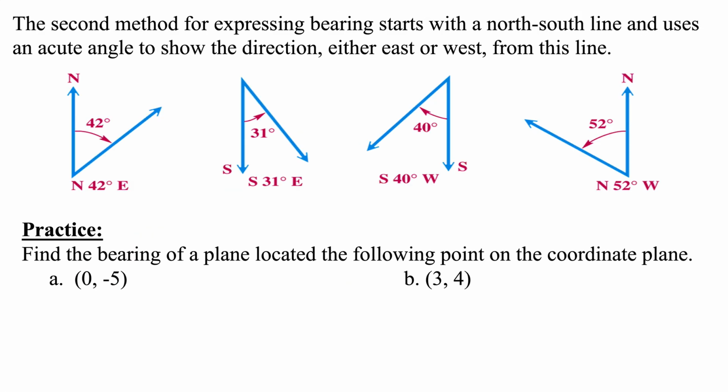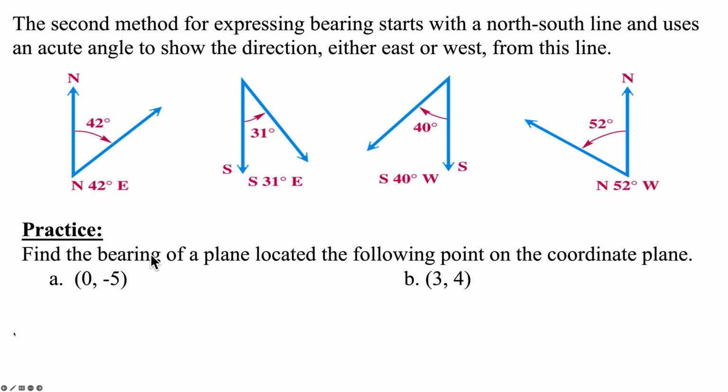All right, our second bearing technique is a little bit more descriptive. Here you start with a north or south line, and then you use an acute angle to show the direction, either going east or going west. So for example, this is north, 40 degrees towards east. This is south, 31 degrees east. South, 40 degrees west. North, 52 degrees west. So the north or south always comes first. East and west always comes second.